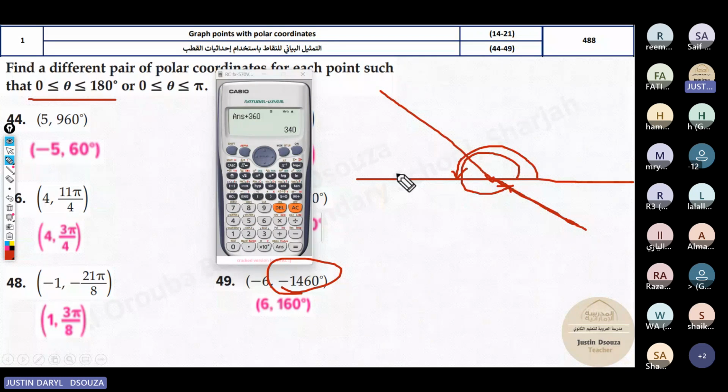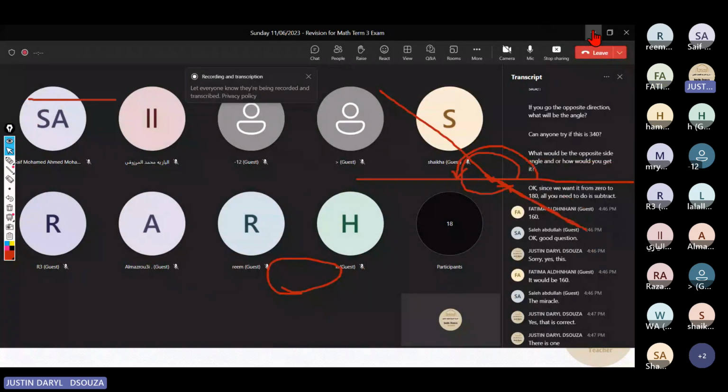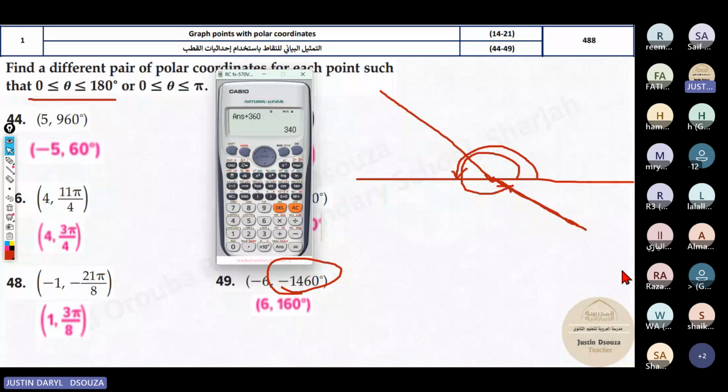Okay, since we want it from 0 to 180, all you need to do is subtract. Yes, question? It would be 160. Yes, that is correct. It is 160. I am explaining the second type of problems, where the degree is restricted to 0 to 180.